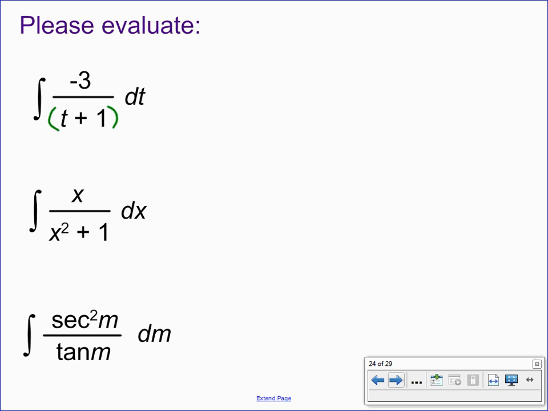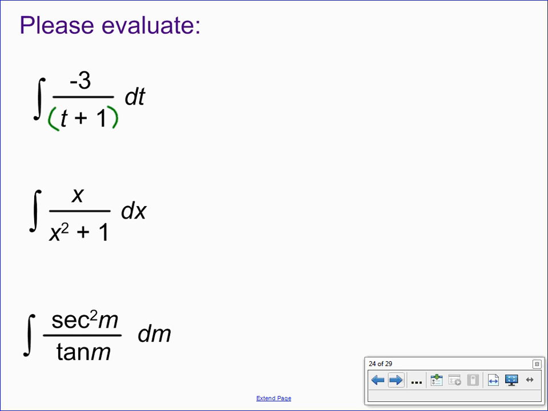Why can't I use the power rule by rewriting this as 3 times t plus 1 to the quantity negative 1? Well, because when I add 1 to the exponent, I get 0, which is fine, but then dividing by the new exponent in accordance with the power rule means dividing by 0, and I can't do that. And so we have to use a natural log antiderivative when we have a quantity on the bottom to the first power, so long as the derivative of that quantity exists.